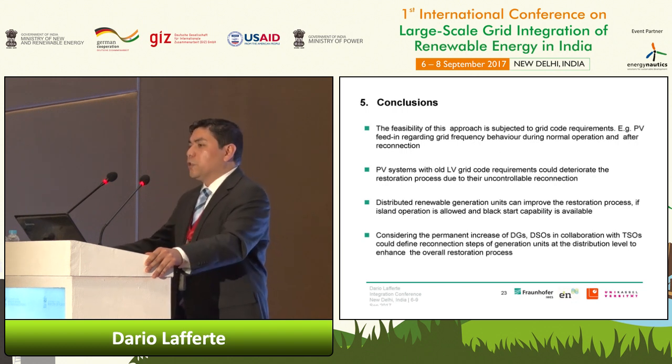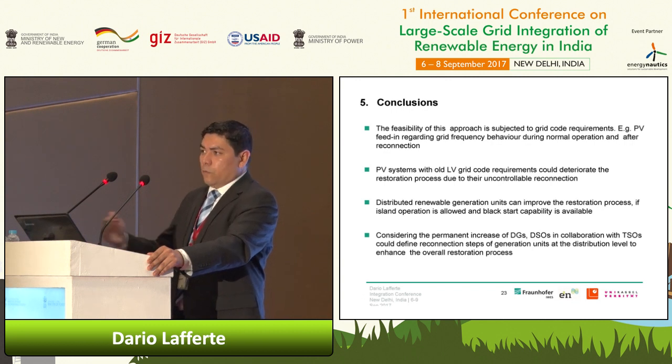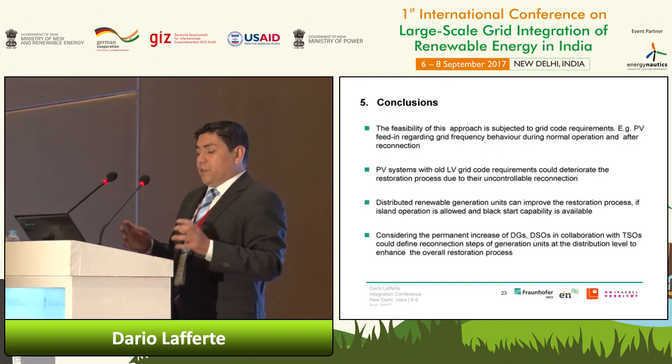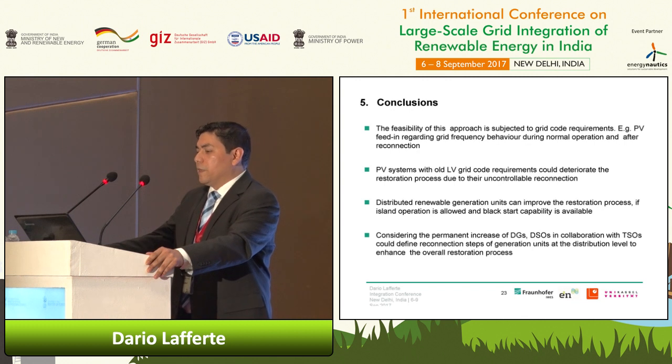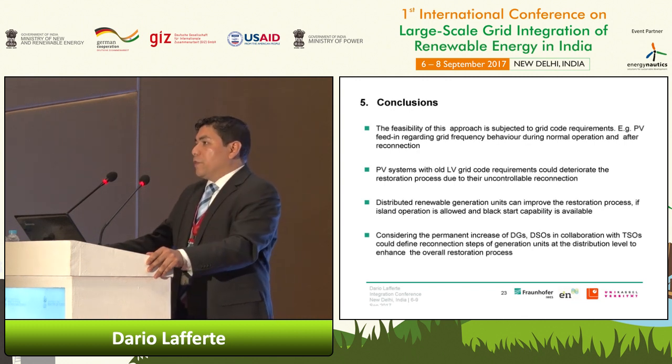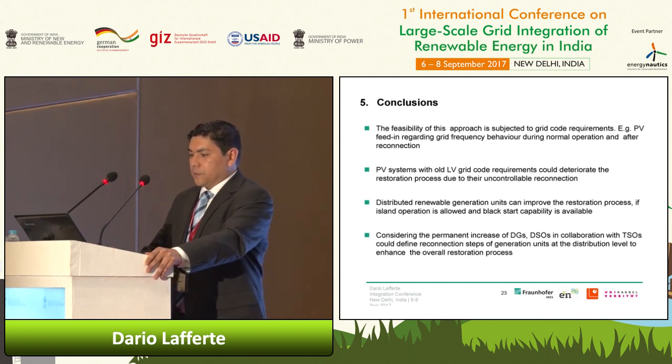But distributed generation can improve the restoration process if island operation is allowed and black start capability is available or implemented, for example, for PV power plants. If we consider the permanent increase of DGs, DSOs, distribution system operators, in collaboration with transmission system operators, could set reconnection steps of generation units at the distribution level to enhance the overall restoration process.